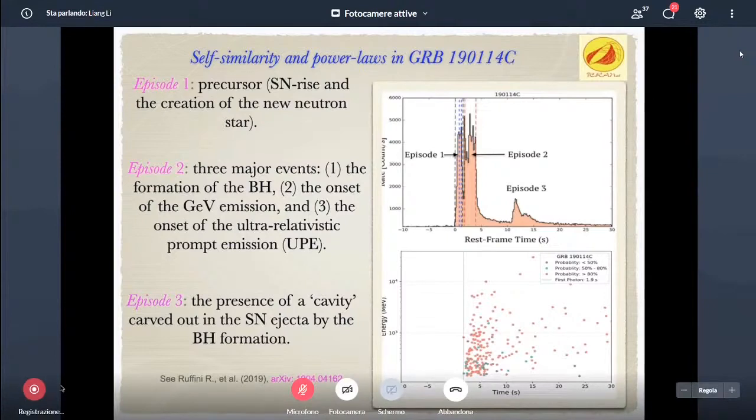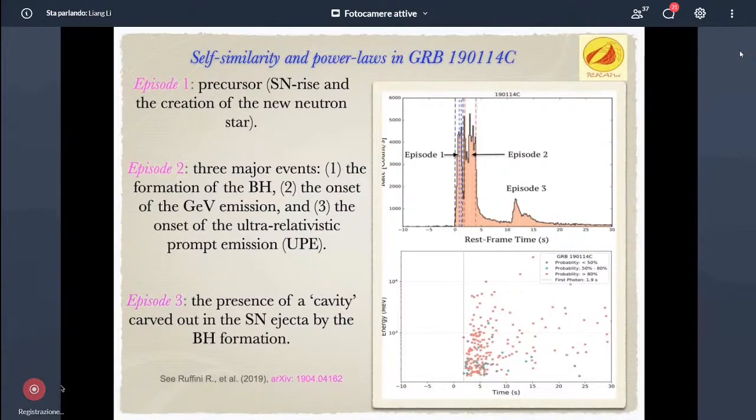So we have identified three different episodes in it. The first episode is the precursor, which includes the supernova rise and the creation of the new neutron star, the hypercritical accretion of the supernova ejecta onto the neutron star binary companion, exceeding the neutron star critical mass at 1.9 seconds in the rest frame. Episode two starts at 1.9 seconds, including three major events: the formation of the black hole, the onset of the GRB emission, and the onset of the UPE phase, which extended all the way up to 3.99 seconds in the rest frame.